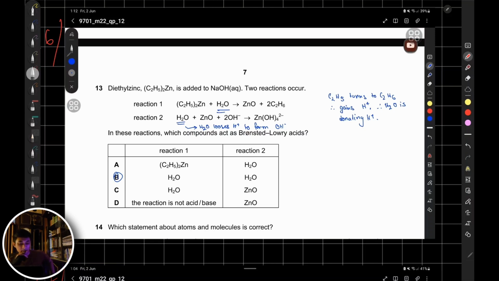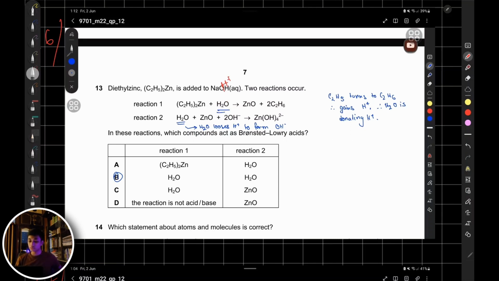Diethyl zinc, C2H5 2Zn. Diethyl zinc is added to sodium hydroxide. Two reactions occur, reaction 1 and reaction 2. For reaction 1, what's happening is H2O is giving an H plus ion.